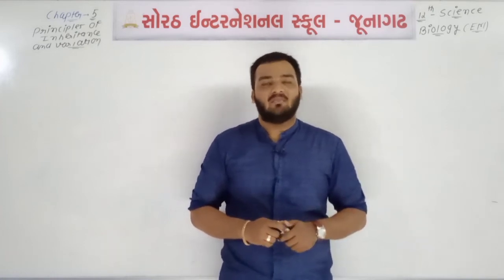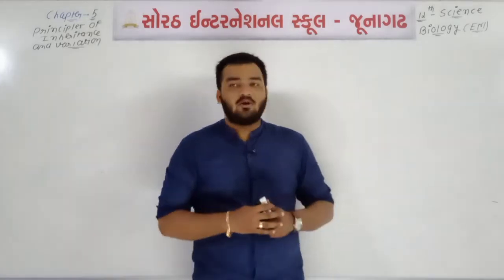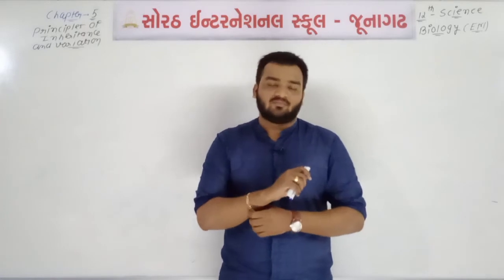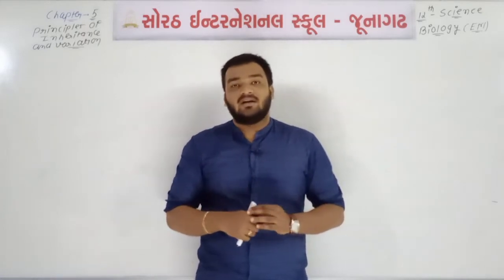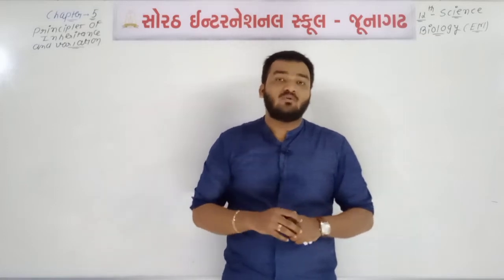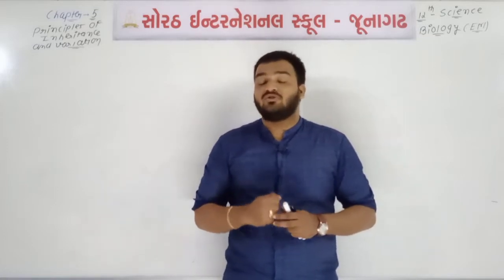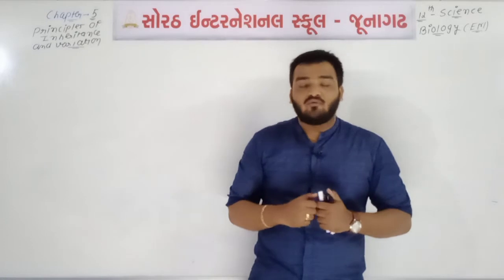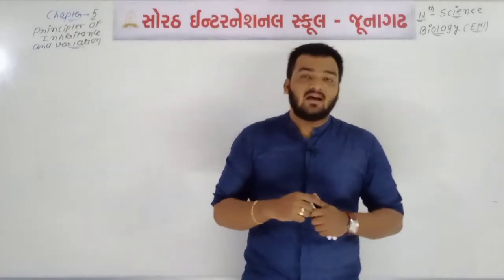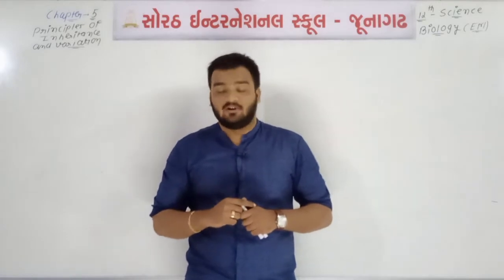We are learning 12th science biology, chapter number 5, Principles of Inheritance and Variation. Today we are going to talk about a very important question of this chapter, known as the Dihybrid cross, for understanding the inheritance of two genes. There is one experiment known as the Dihybrid cross.